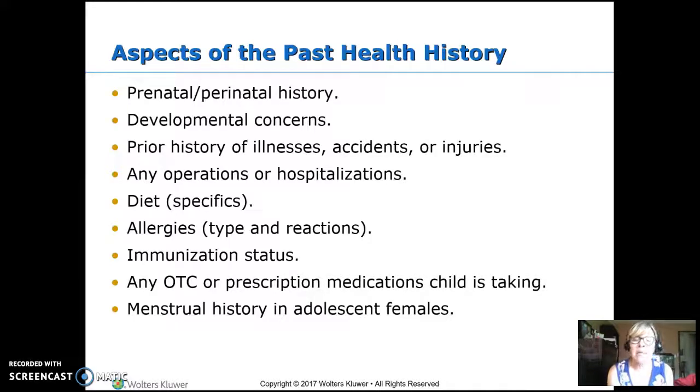Find out about their immunization status. If they are immune to an illness, then we can take it off the list. That's not what they have. Find out what over-the-counter or prescription medicines they're already on. And if we have a teen female, find out about menstrual history.